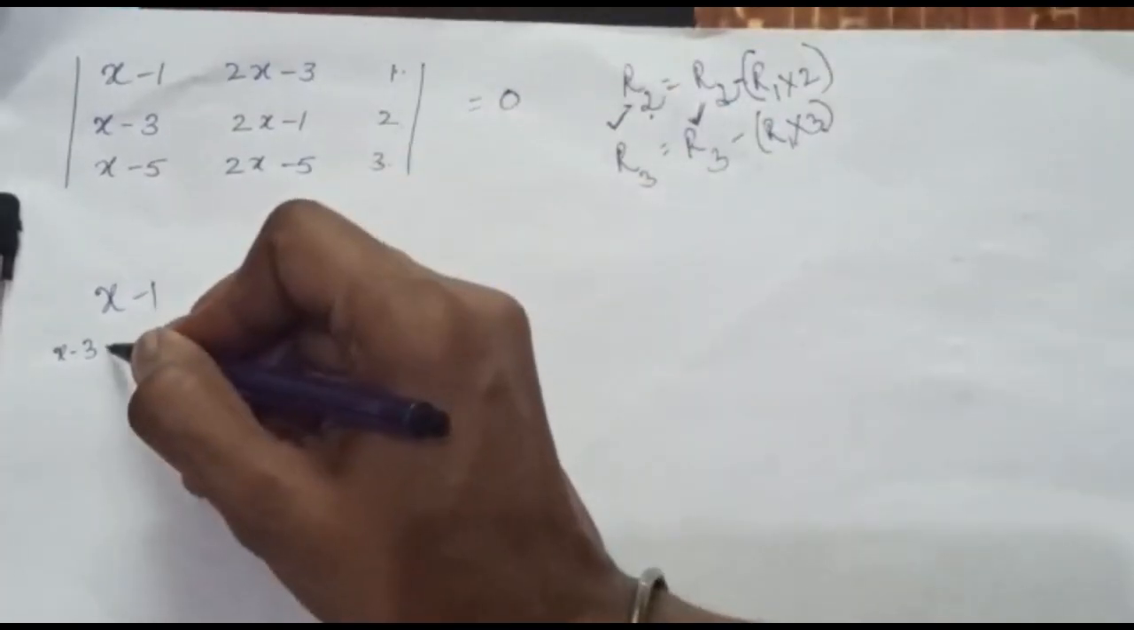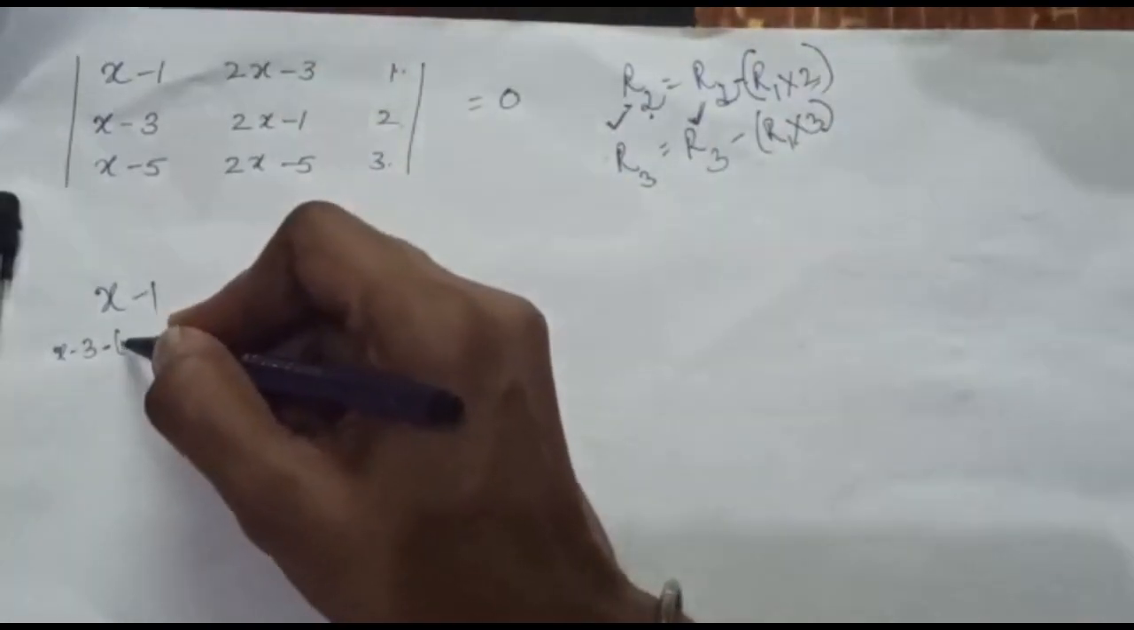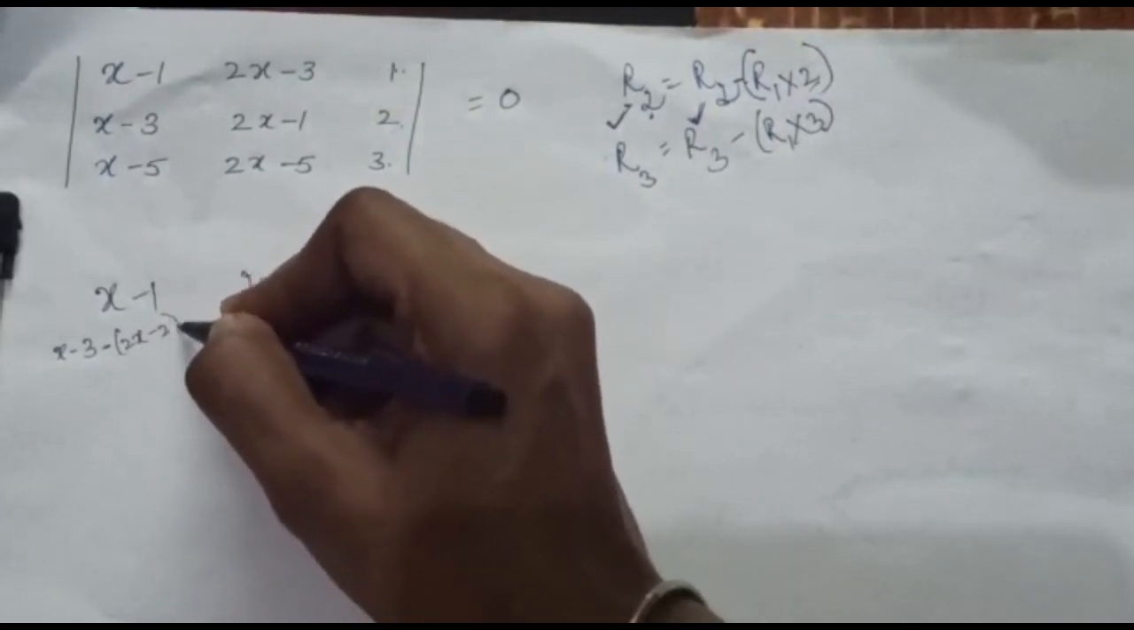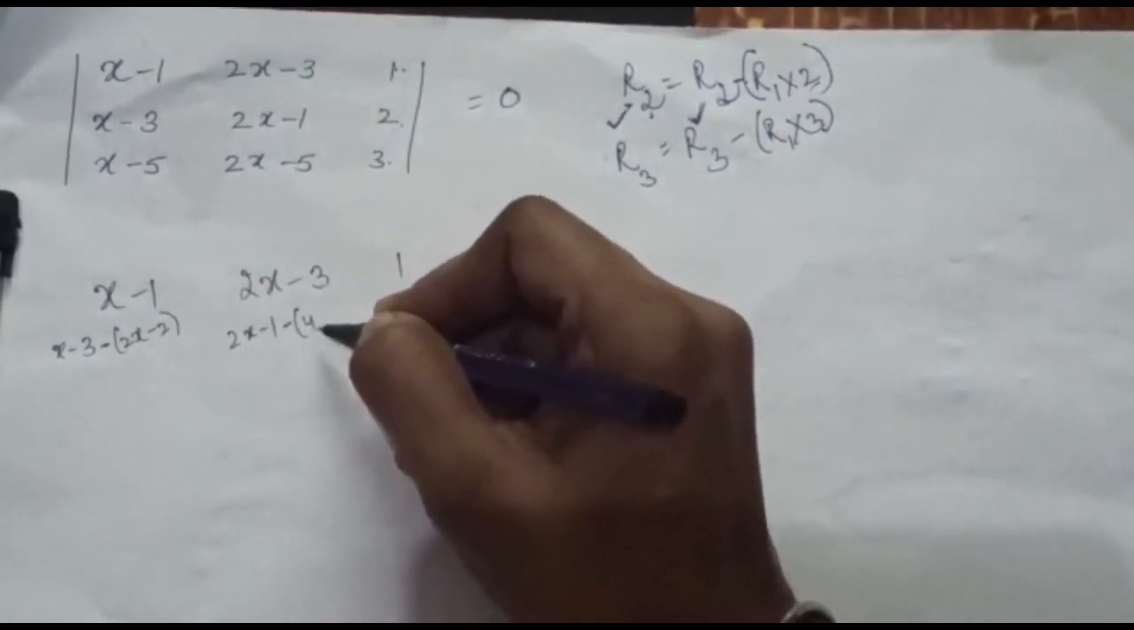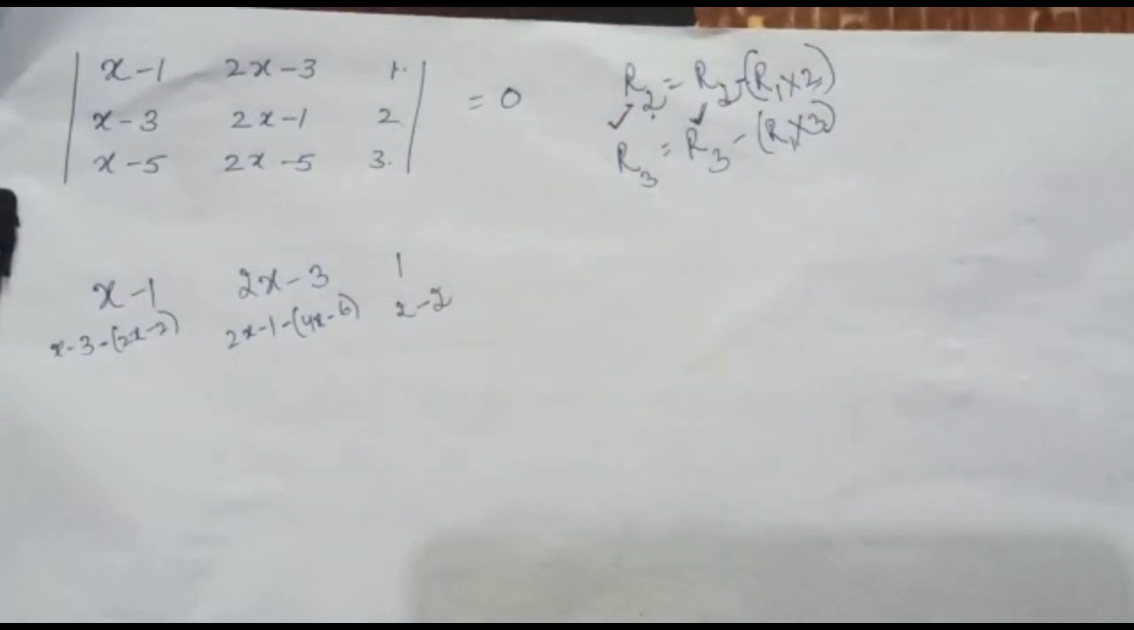I will be deducting row number 1 multiplied by 2. This is my row number 1, and I will multiply it with 2. When I multiply it with 2, it will be like this: 4x minus 6 minus 1 into 2, 2. So now you can see 2 minus 2 is going to be 0.